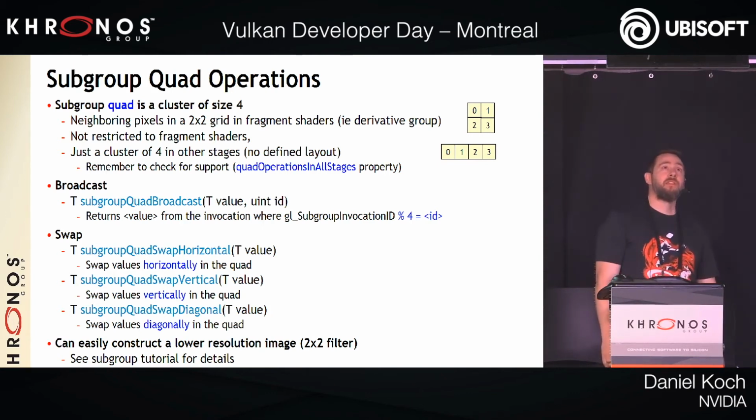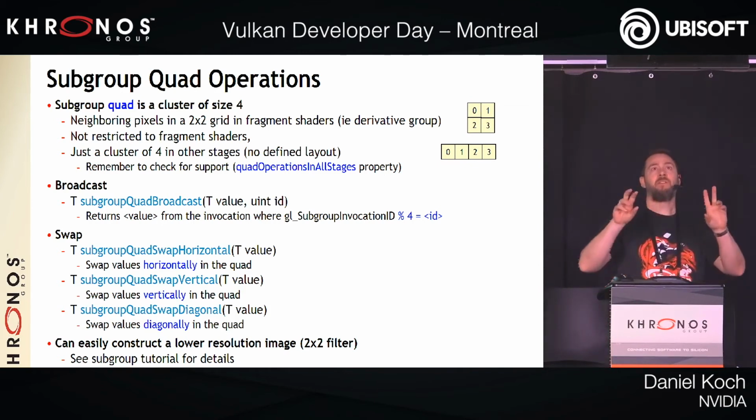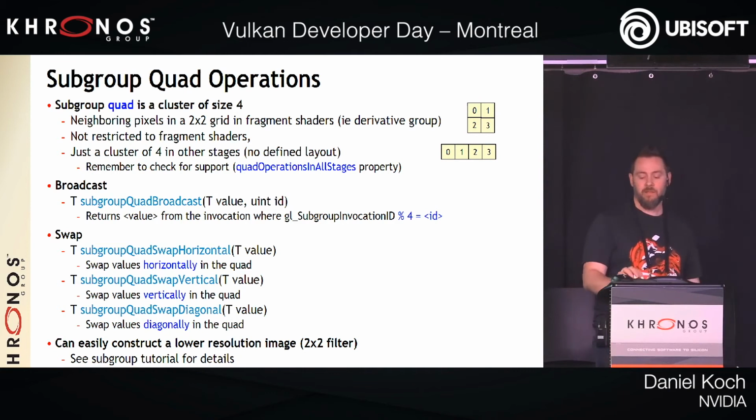So what can you do with this? Well, you can do a subgroup quad broadcast. So you basically send one value to all the invocations in that quad. You can do horizontal, vertical, and diagonal swaps within the quad. So what might you use these for? An example is constructing a lower resolution MIP map. You can use these to add all the values in a quad together and divide them by 4 and output a lower resolution MIP map.